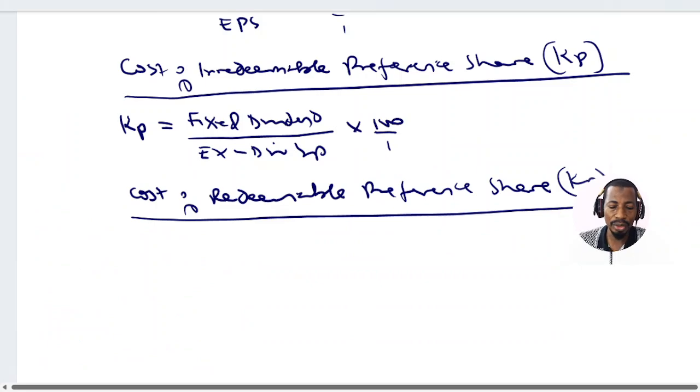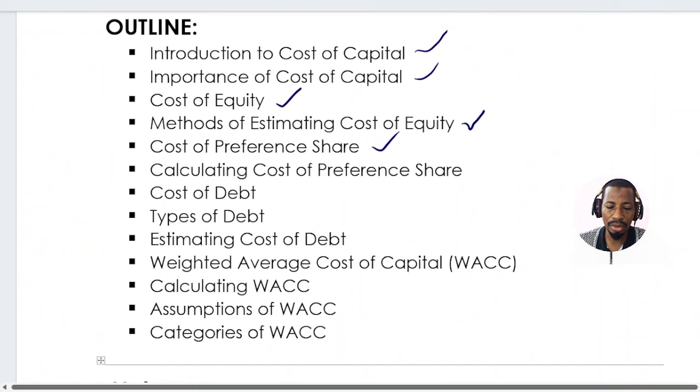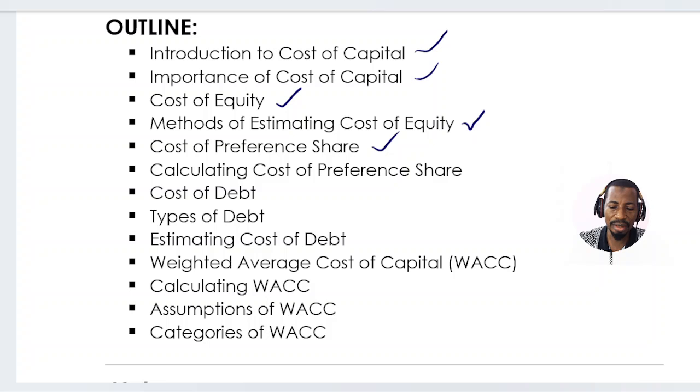All right, so let's see from our outline for today. We are done with calculating cost of preference share. Let's talk about cost of debt. The cost of debt is the compensation required by the providers of debt capital. It is the actual amount paid on the loan borrowed. The interest expense that the company will pay on the loan borrowed represents the cost of debt, because the debt holders are expecting the company to pay regular, fixed interest until the company is able to pay back the principal sum if it's a redeemable debt.